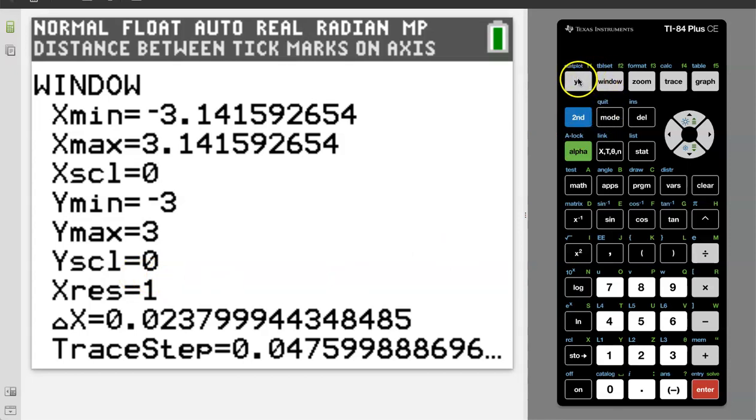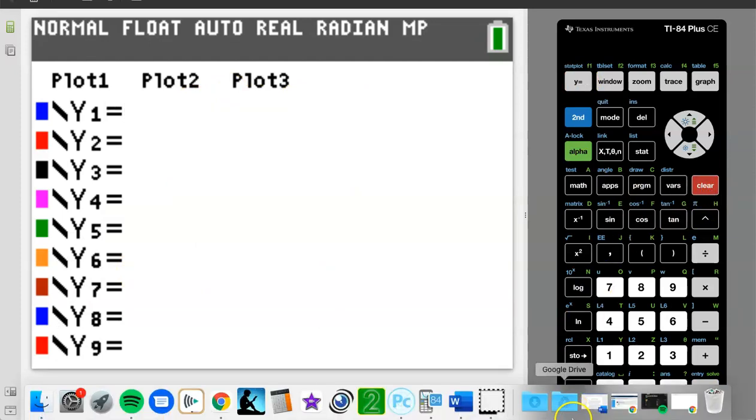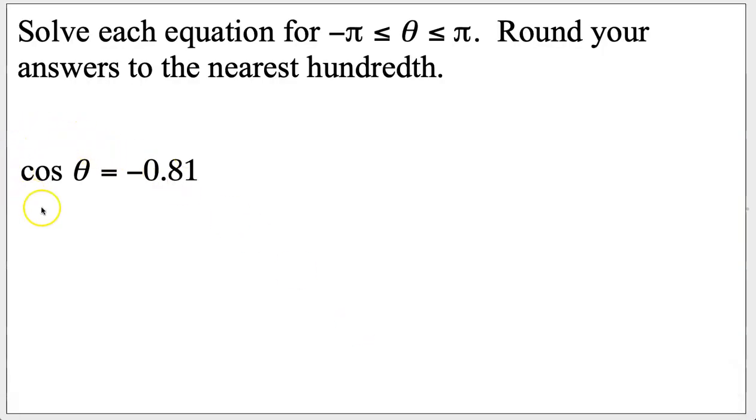Okay, now we've done the mode, we've done the window. Next, let's go ahead and plug in our equation. So hit the y equals button. If you have anything written there, clear it out. All right, and let's take a look at our problem. We have cosine of theta equals negative 0.81.